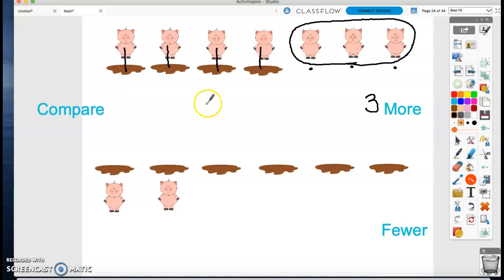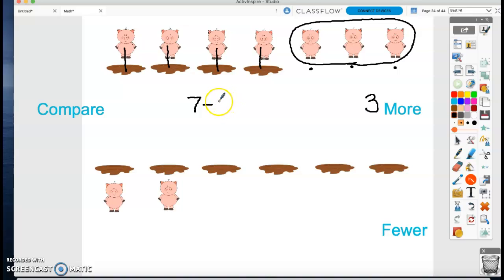Now, we need to write a number sentence. So let's think, which one has more? We're going to start with that one. If you said pigs, great. Let's count them. 1, 2, 3, 4, 5, 6, 7. We have 7 more pigs. And we want to compare them to the mud puddles. So are we going to add or subtract? If you said subtract, awesome job.